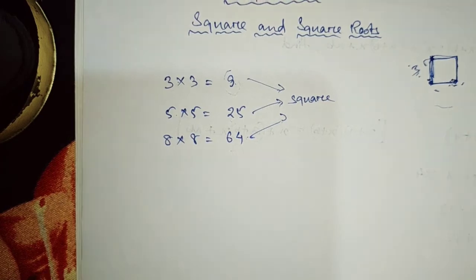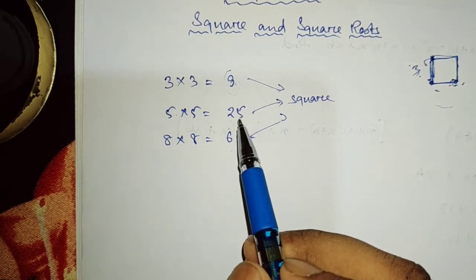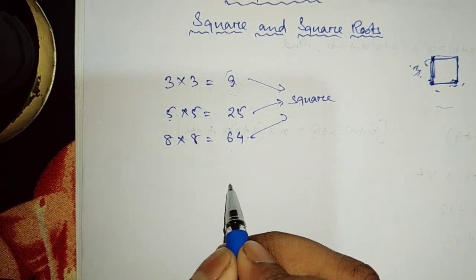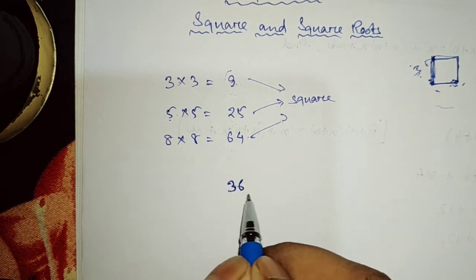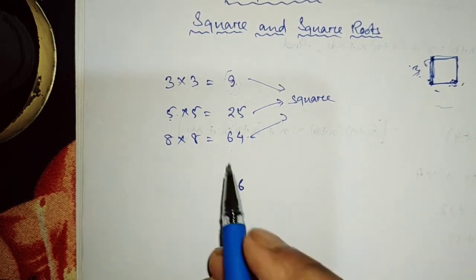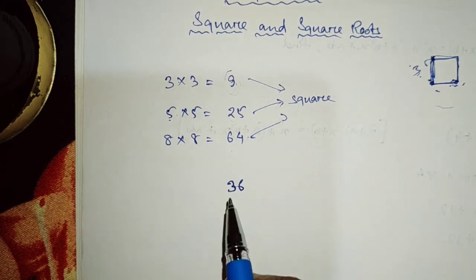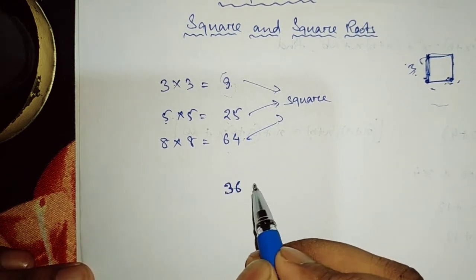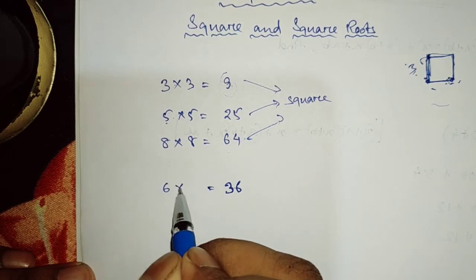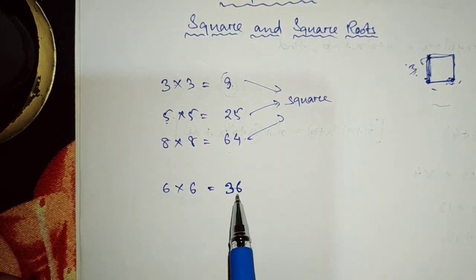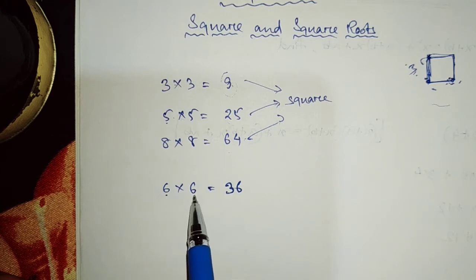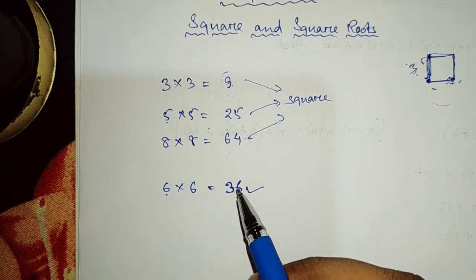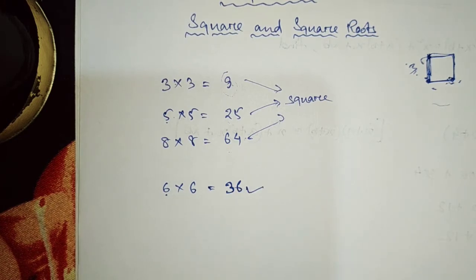That means a square number can be represented as the product of a number with itself. If you talk about 36, whether it is a square or not, how do we know? We will see whether we can write 36 in the form of the product of a number with itself or not. Clearly we know that 36 is actually 6 into 6. Since we can write 36 as 6 multiplied with itself, yes, 36 is a square number. So 36 is a square of a natural number.